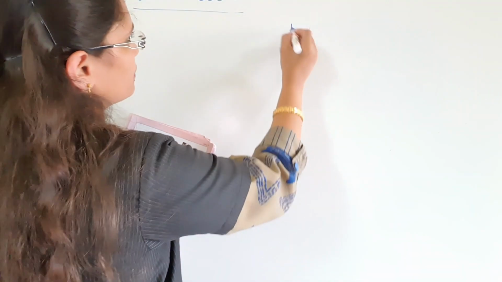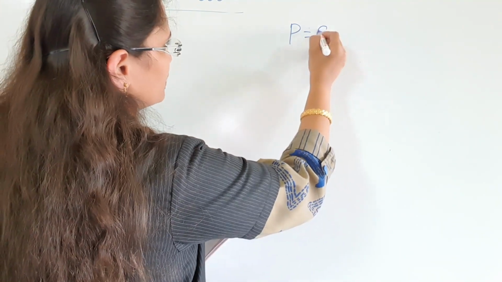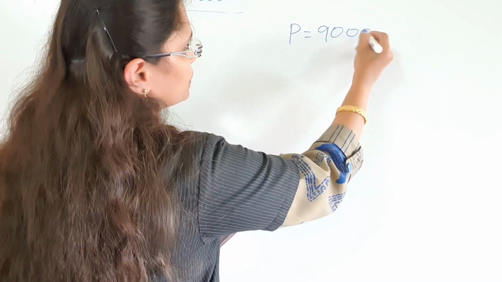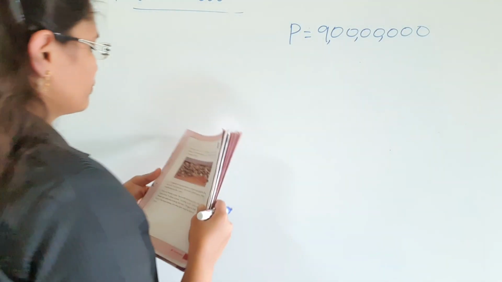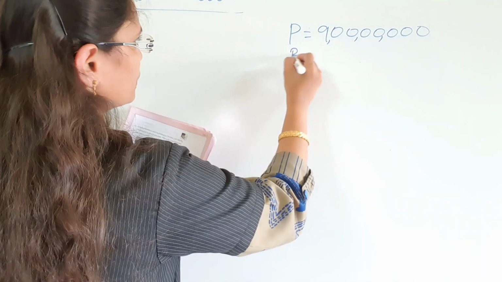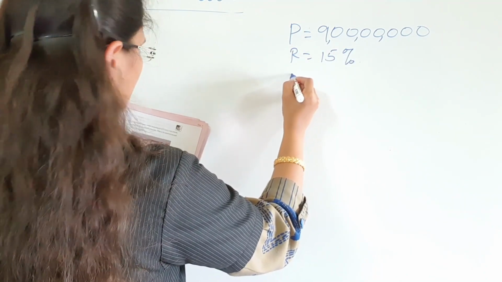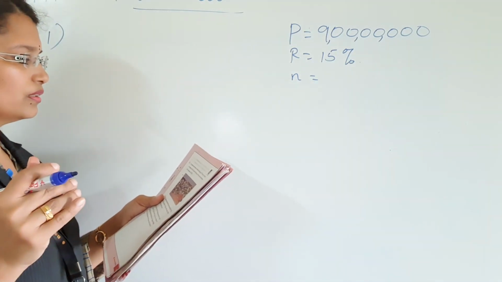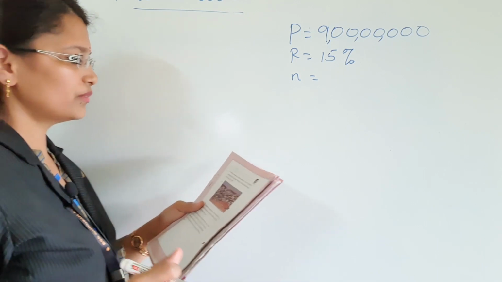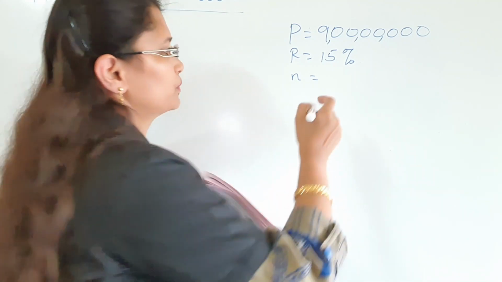Here we can take P is equal to 9 crore tons. How many zeros? 1, 2, 3, 4, 5, 6, 7 zeros are there in 9 crore. Okay. Then rate is equal to 15%. And what about the time, children? That is, number of years is equal to, after 2014: 2015, 16, 17, 18, 19, 20. So, 6 years.